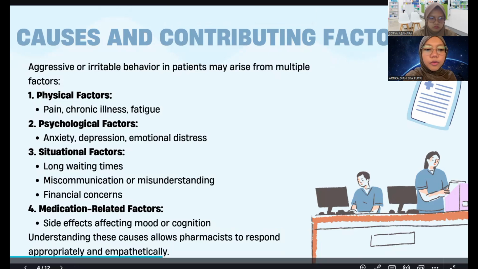The fourth is medication related factors, for example side effects affecting mood or cognition. Understanding these causes allows pharmacists to respond appropriately and empathetically.